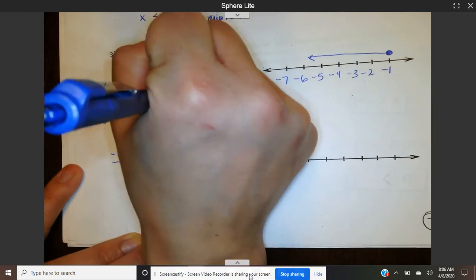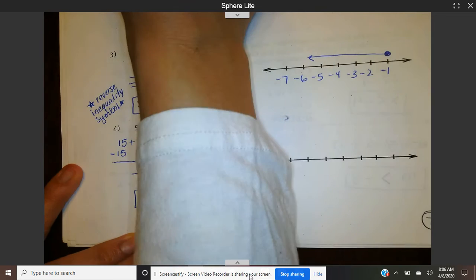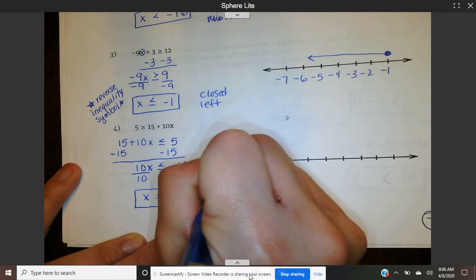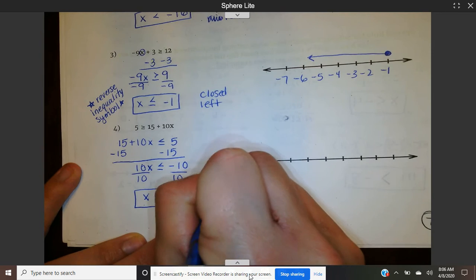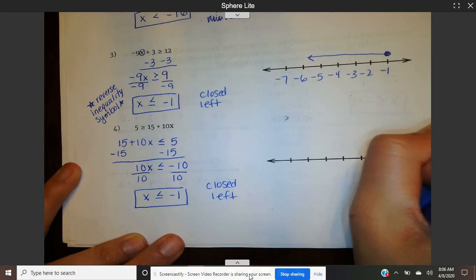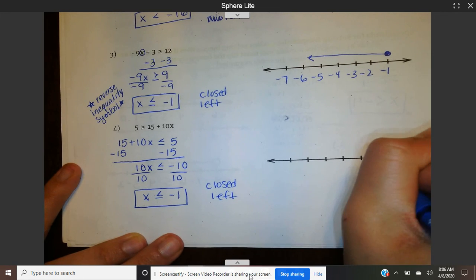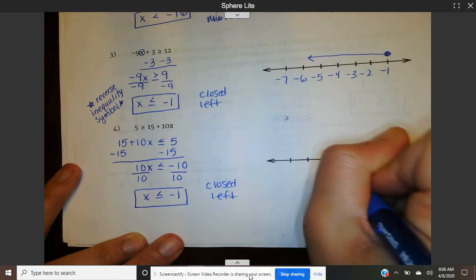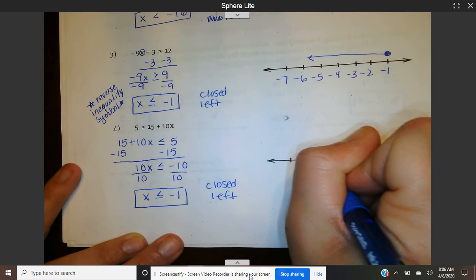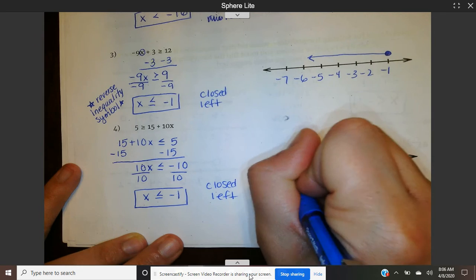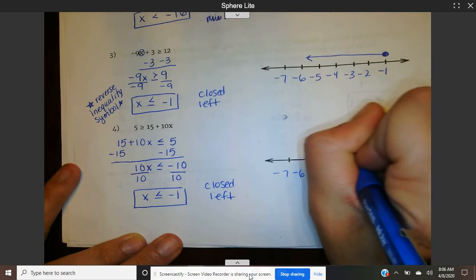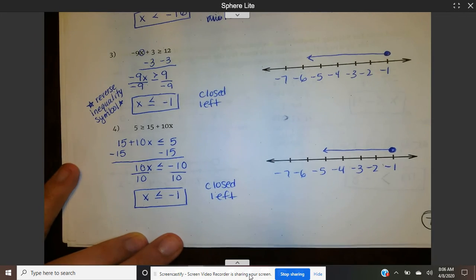Okay, I meant to be boxing all my answers. So sorry. Okay, so this is going to be closed. And again to the left. So it's literally the same thing as above. Closed and to the left.